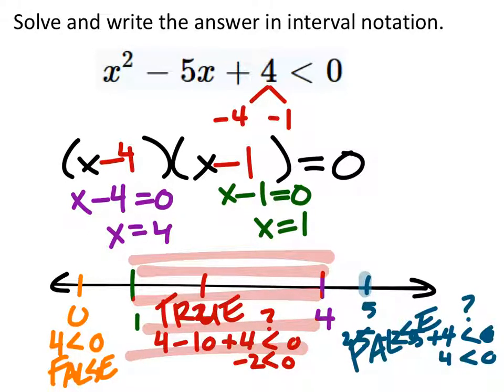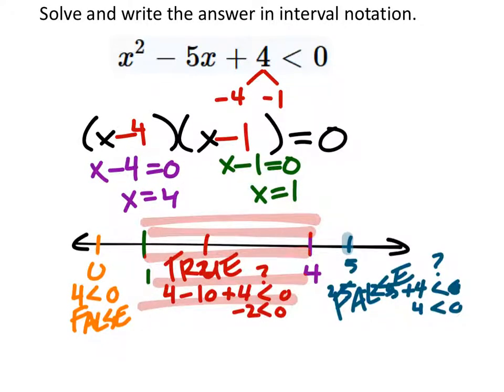Well, then we should be ready to write our interval. Here's our interval. I'm going to 1, and then it stops at 4. Oh, I used the wrong brackets. This is actually parentheses, because they're not included. We did it.